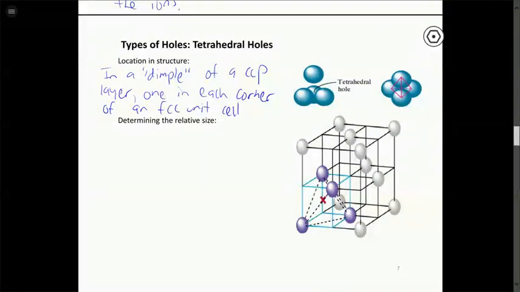So if we have our face-centered cubic unit cell, which is shown with the spheres here, each corner has a position where it's surrounded by 4 atoms. So there's going to be one in each corner. We have a total of 8 corners, so we have 8 tetrahedral holes in the structure. The reason we call them tetrahedral holes is because they're surrounded by 4 of the opposite ions. So you have 3 from the face center and 1 in the corner that are going to surround this ion.